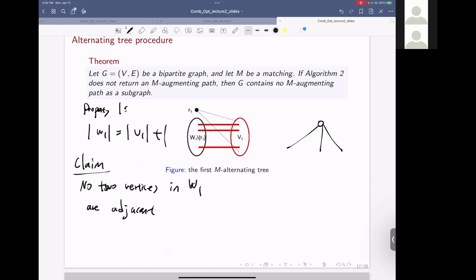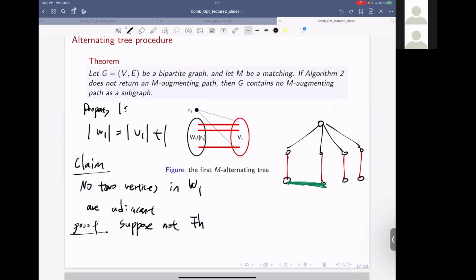Let's have a graph. So we have an odd level, and let's say I have an even level. If there's an edge between two vertices from an even level, let's say between these two, then I get an odd cycle. The proof is, suppose not. Then there exist u and v from an even level with uv an edge.